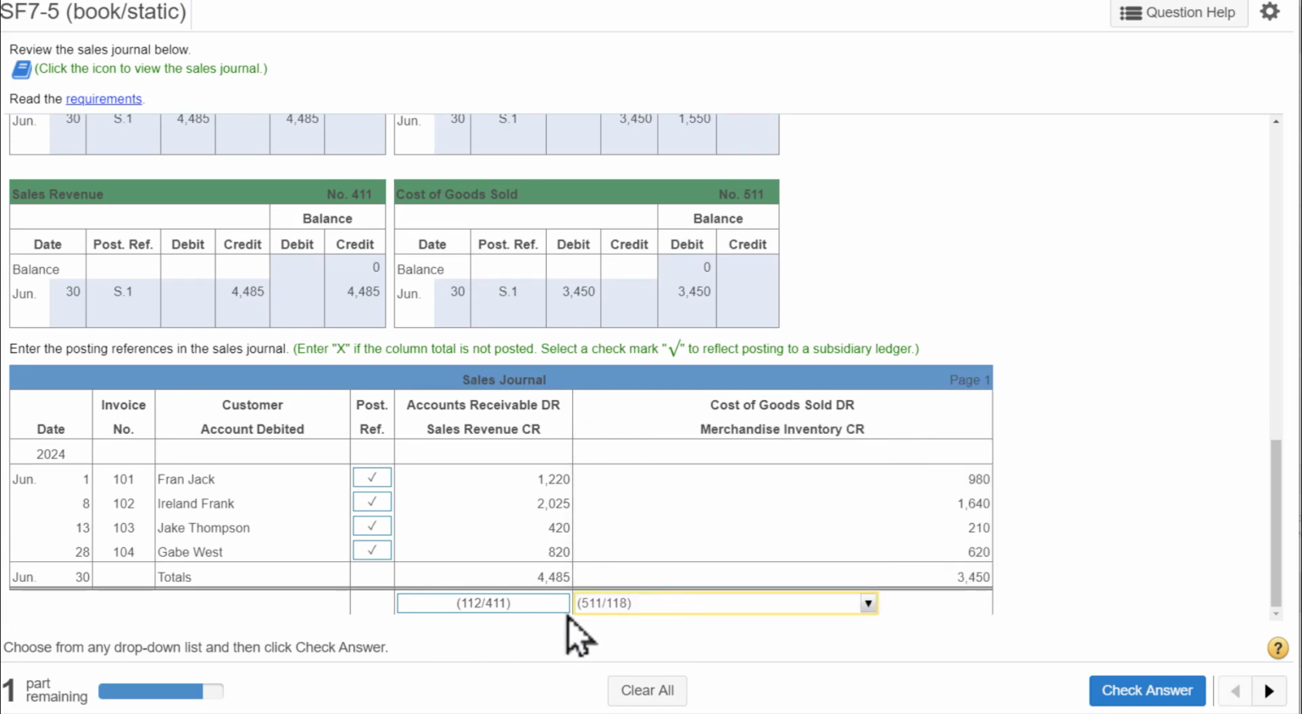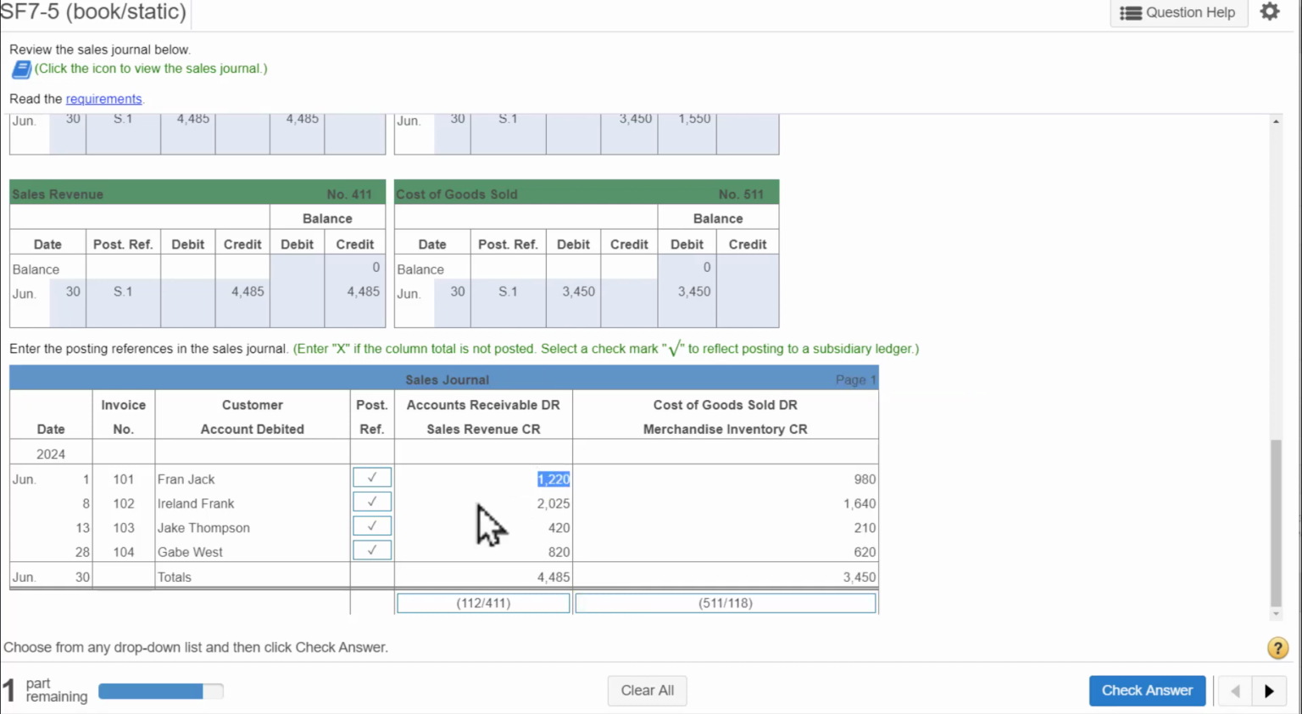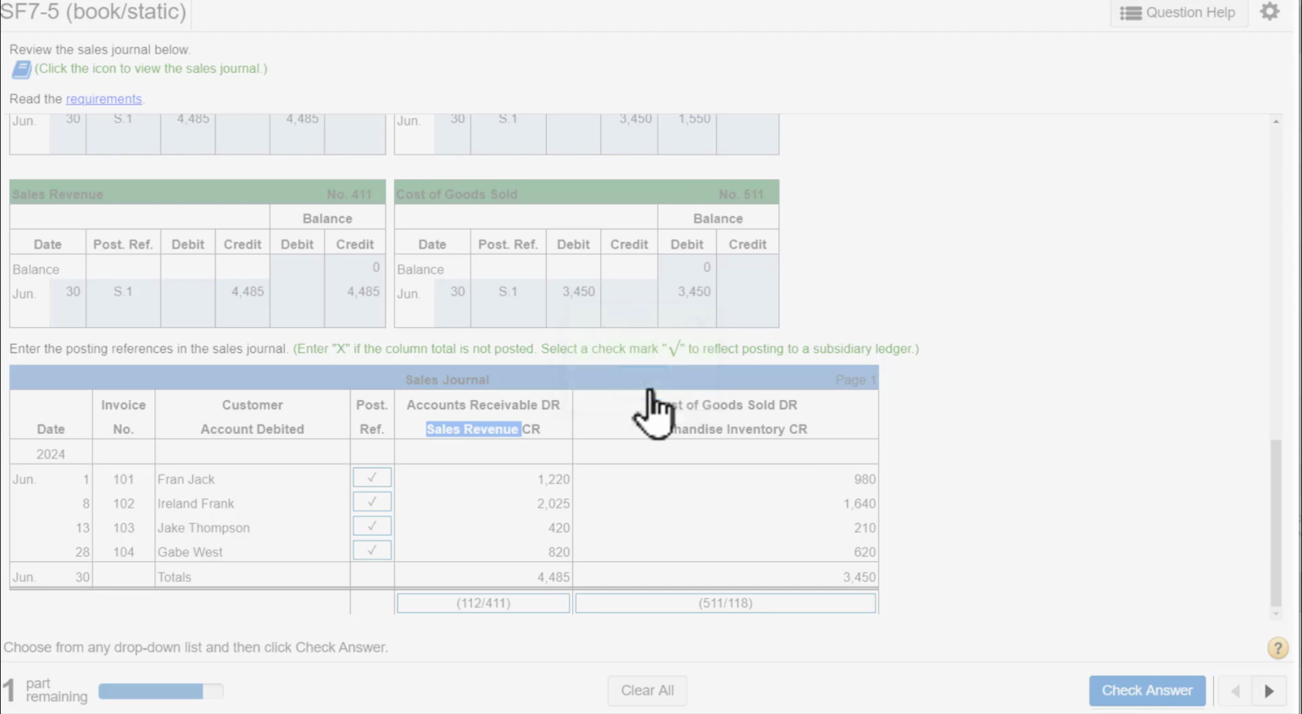So these post references here and these post references here, remember we do these so that someone doesn't come back and post this 1220 again to Fran Jack. Also, we do it down here so no one goes and posts this 4485. Because remember, this 112 tells us that this number 4485 has been posted to AR, and the 411 says that the 4485 has been posted to sales revenue. And again, we do this to let us and anyone else know that it has been posted, so don't post it again. Check our answer. Nice work.